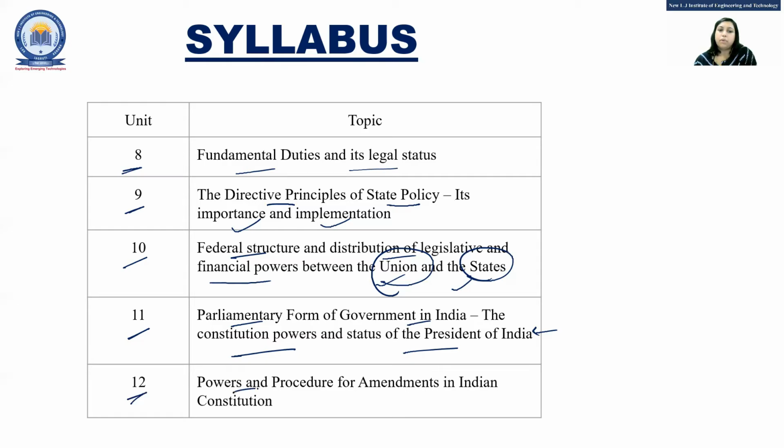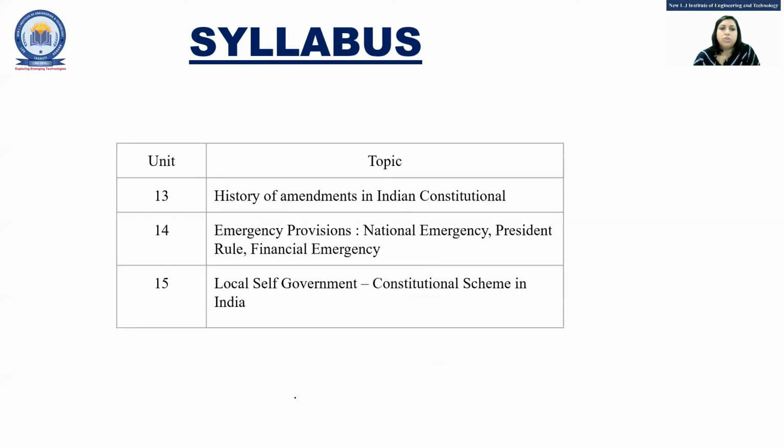The next chapter is about the powers and procedure for amendments in the Indian Constitution, because in history you have seen that a Constitution is first drafted and some changes are required later on. So the procedures and powers of amendment will be covered in Unit 12. Unit 13 is about the history of amendments in the Indian Constitution. A lot of amendments have gone through since the Constitution was first imposed in India, so we can see that also.